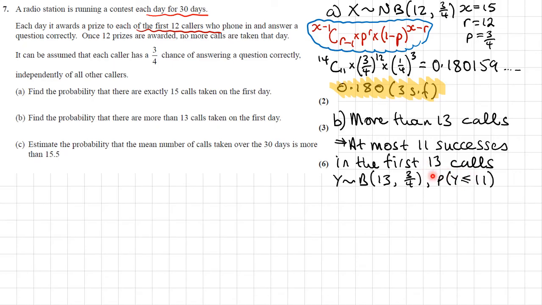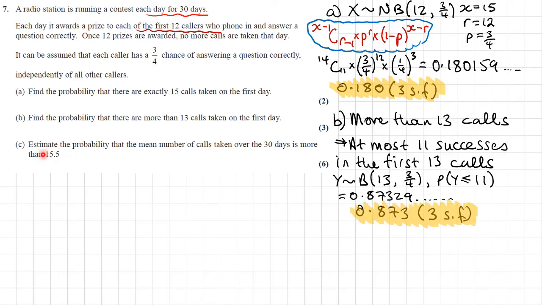Now we can solve this by using a binomial. 13 trials, at most 11 successes, and if we work out that probability we get 0.87329. Now there are other ways of doing this, and to 3 significant figures we'll get 0.873.